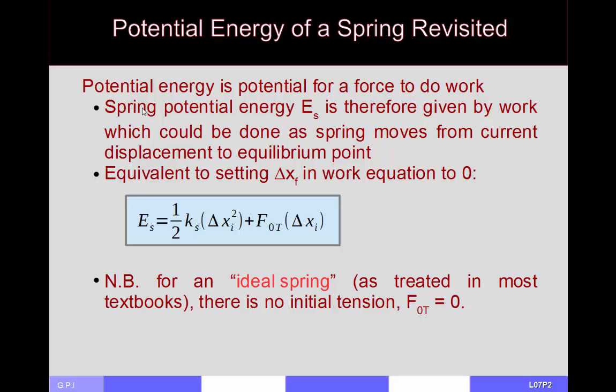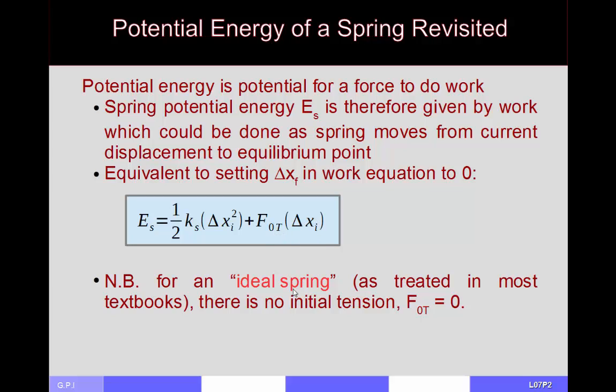So your spring potential energy, therefore, is going to be the maximum amount of work that you could get from whatever your spring has been stretched or compressed to until you get back to equilibrium. So again, that means that all those finals go to 0, because that's what happens when you're at equilibrium. And so that equation looks a little simpler. It's 1/2 ks delta x squared plus the initial tension times delta x.